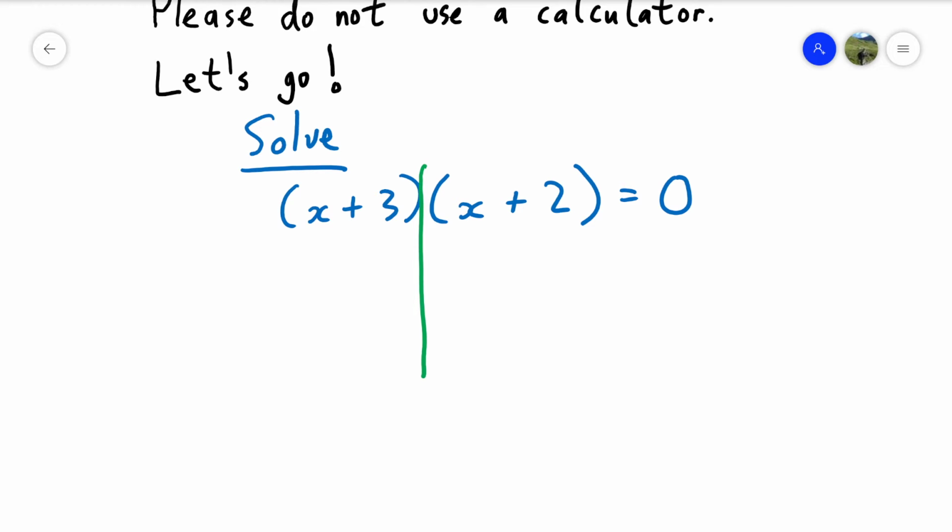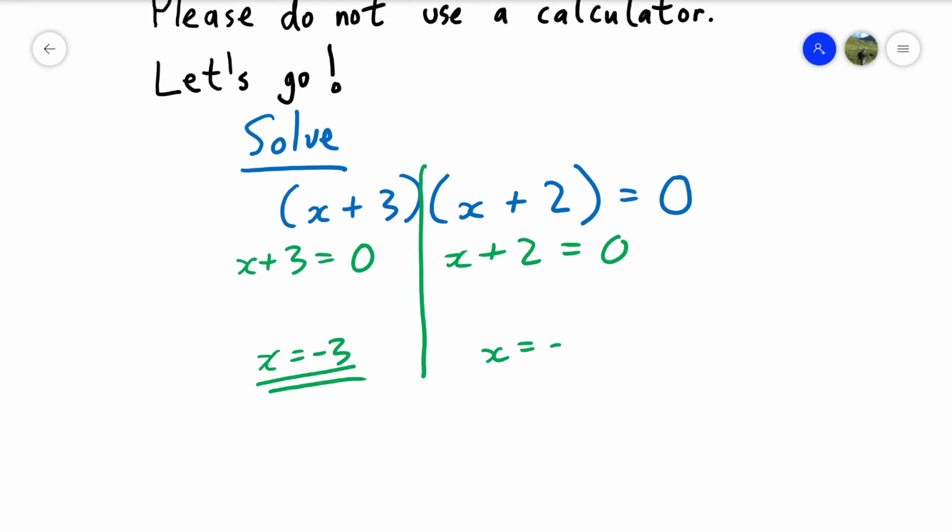Two things multiplied together that make 0. One of them must be 0, so either x plus 3 is 0 or x plus 2 is 0. Are we happy with that? Which means that x is minus 3 or x is minus 2.